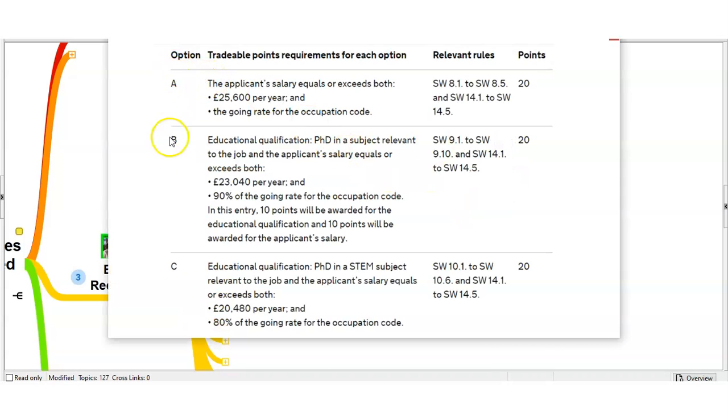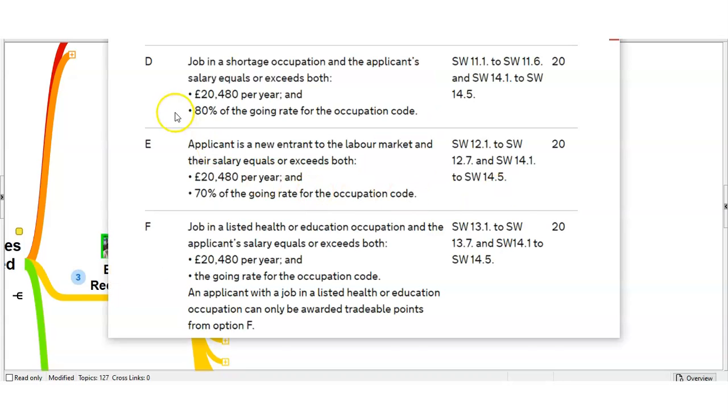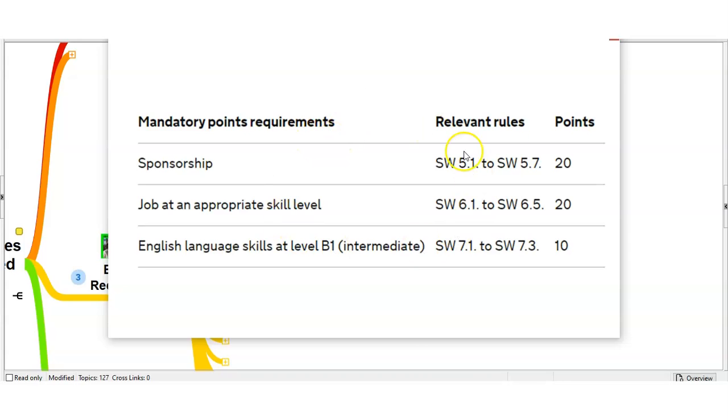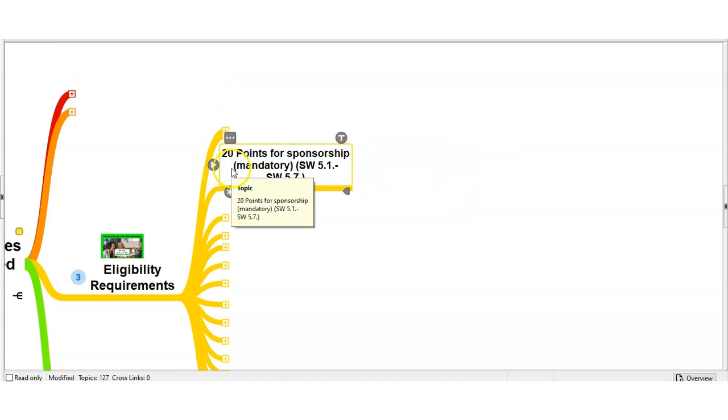So we have the A, B, C categories, for which you can score 20 points each, and then we have the D, E, and F categories, so you can mix and match those. So that's mandatory points, once again, where you have no choice but you have to score points for these sections, and we have tradable points where you can mix and match. Let us begin with the mandatory requirements, the 20 points for the sponsorship mandatory requirements.